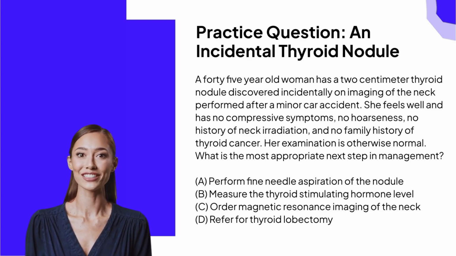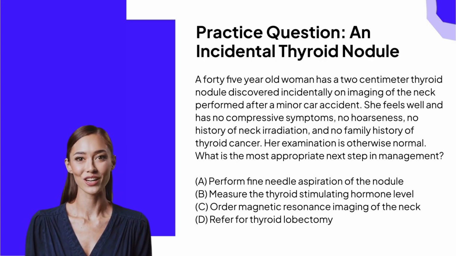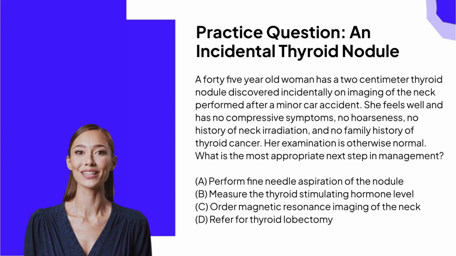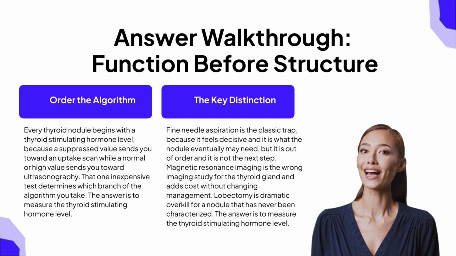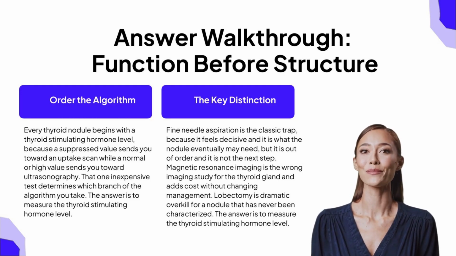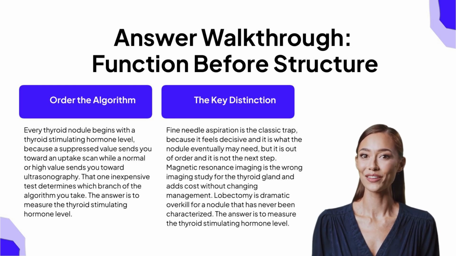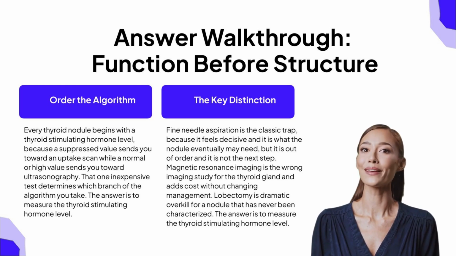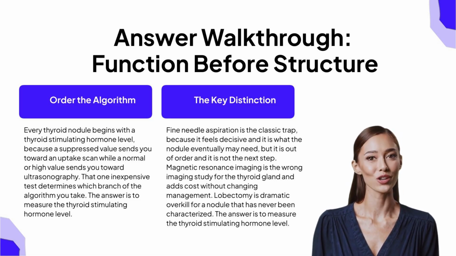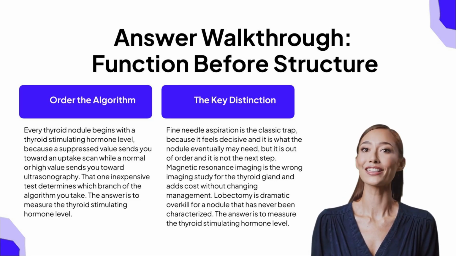Notice how carefully the stem hands you every reassuring feature and denies you every red flag. That's the test writer telling you something. Choose your answer and we'll reason through it. Let's walk through it. First, order the algorithm. Every nodule question begins with a thyroid-stimulating hormone level because that inexpensive test decides which branch you walk down. A suppressed value sends you toward a radioactive iodine uptake scan. A normal or high value sends you toward ultrasonography. You can't pick a next step until you know which branch you're on.